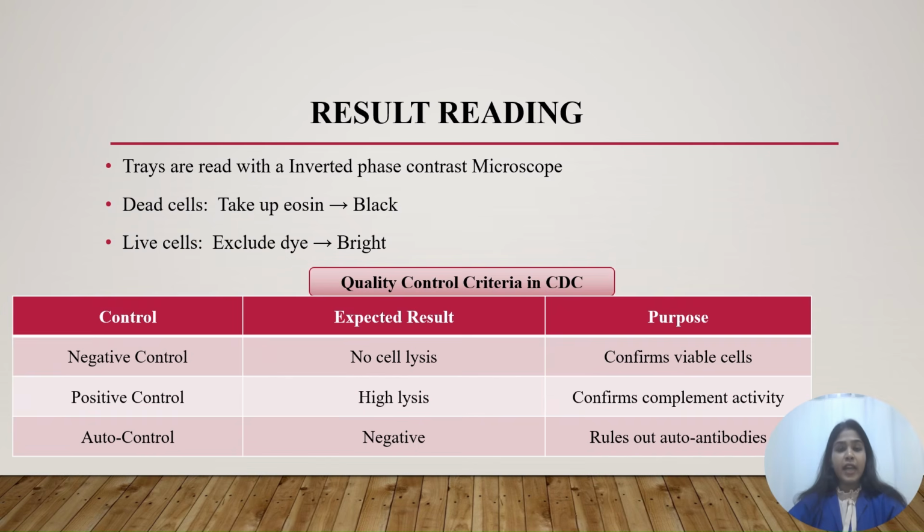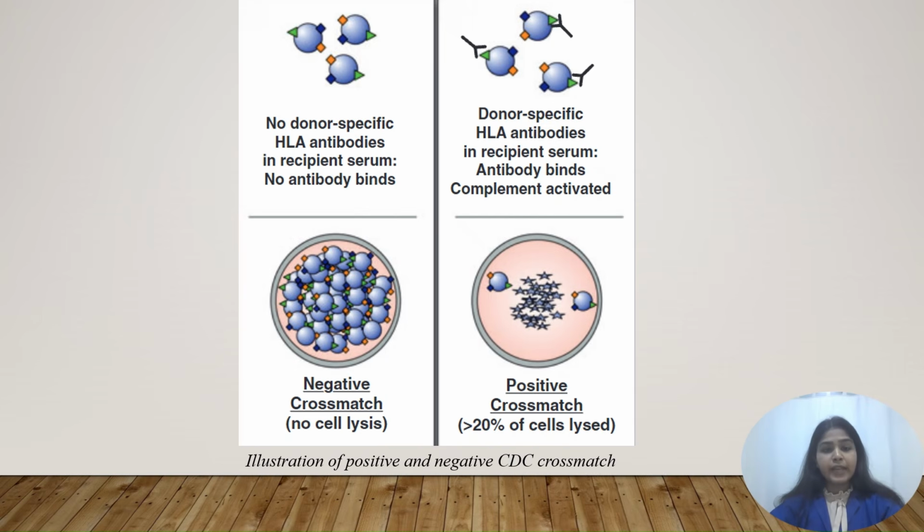Here are the quality control criteria in our CDC test. For the controls, that is NC, the negative control, there will be no lysis. This is the expected result because it does not contain any known antibody, and it confirms the viable cells. For the PC, which contains the known antibodies, it should give a result of high cell lysis that confirms the complement activity. And the auto control should be negative, and it rules out auto antibodies. If there is a presence of auto antibodies in the patient, there might be an autoimmune disease.